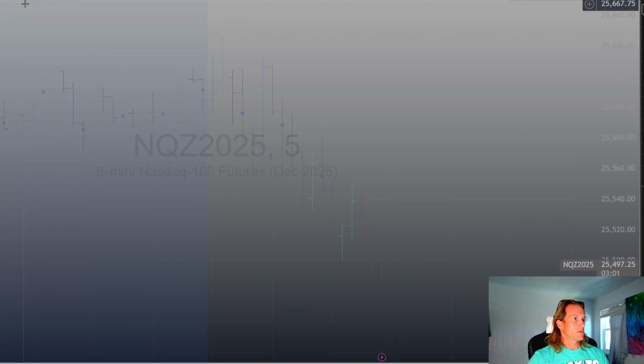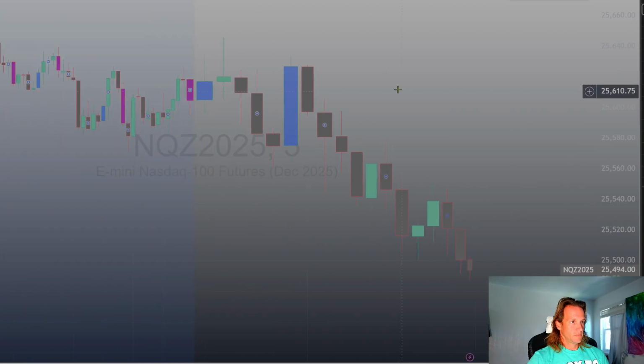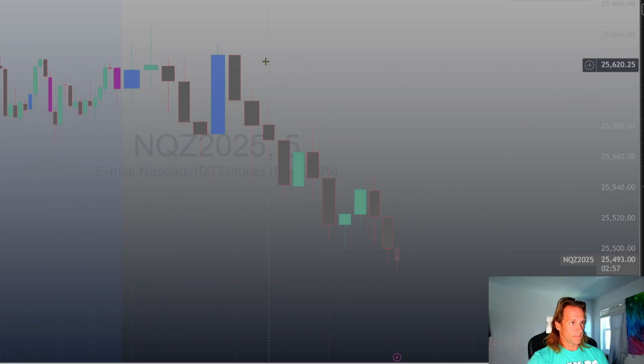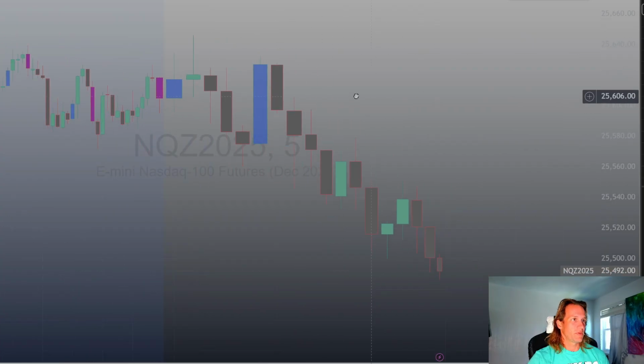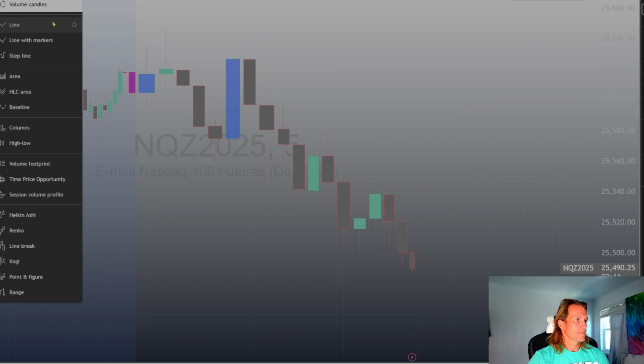Where's my volume candles? So this is a volume candle, and basically it's nice because the thicker the candle, the more volume that's in it. You can see as you're coming down, you're losing your selling volume down here. So this may be helpful for some people.